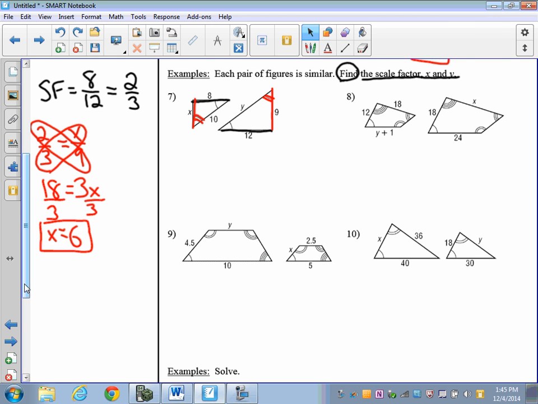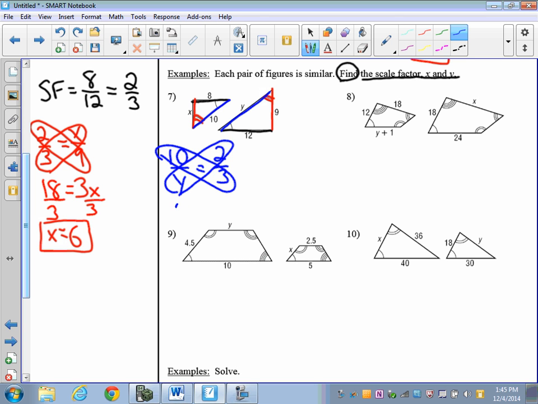And for y, we see that we have 10 over y is equal to 2 over 3. Again, we just cross multiply. 2y is equal to 30. We divide by 2, we get y is 15.